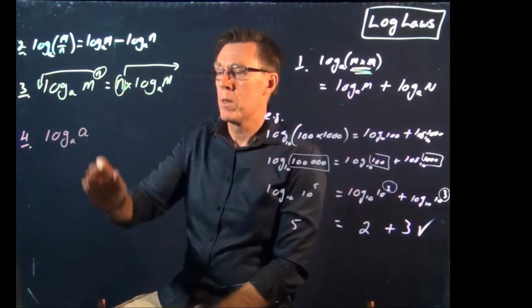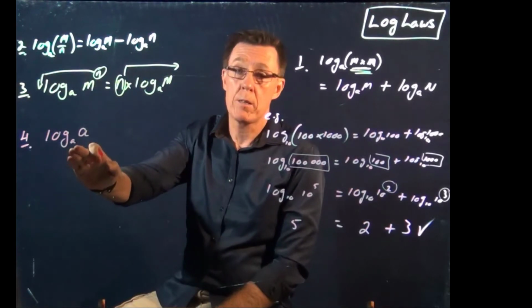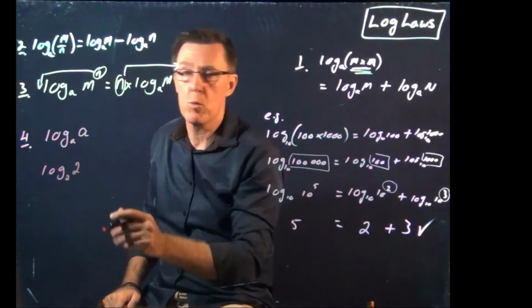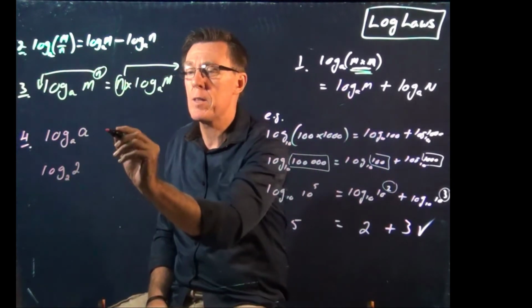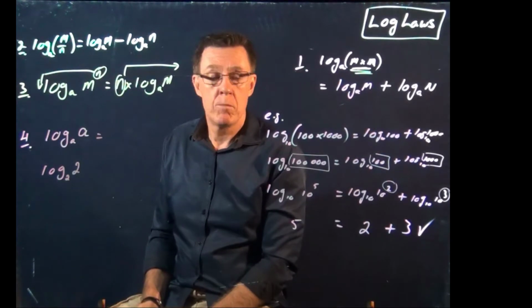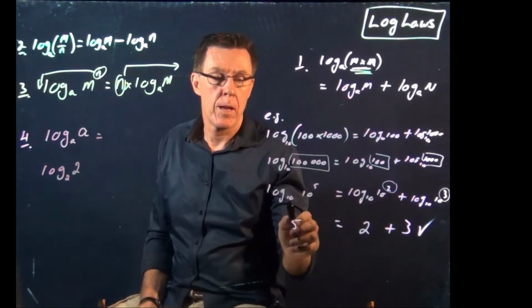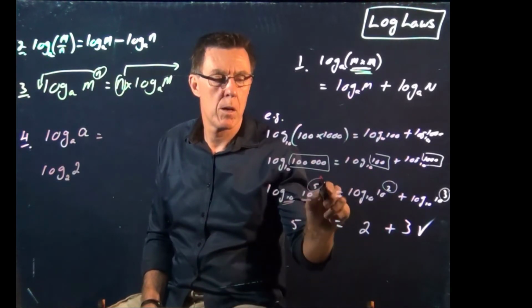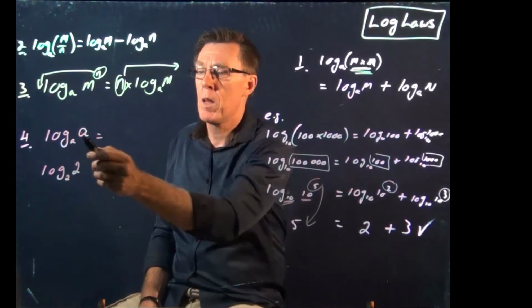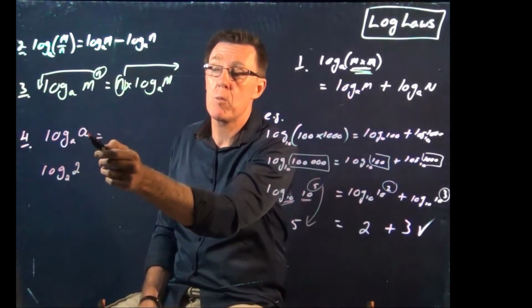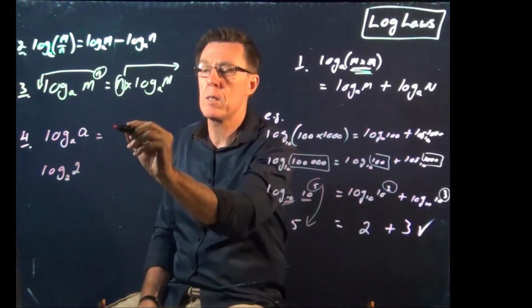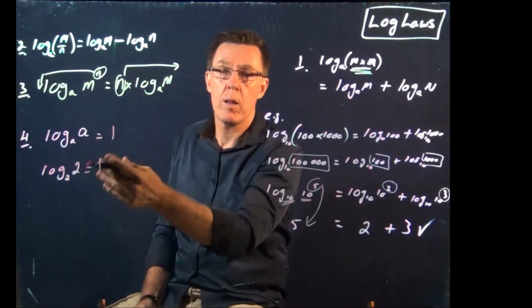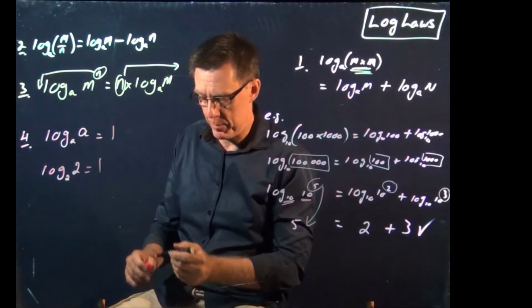Law number 4, log of any number using the base of the same number. For example, if I took the log of 2 base 2, or the log of 5 base 5, the answer is always going to be the same. Well, what is the answer? We've talked about it over here. If the base of the log and the base of the power are the same, the index is the answer. So, base of the log is a, base of the power is a. What's the index? Well, I haven't written it in, but the index is 1. So, log of 2 base 2 will be 1. Log of 7 base 7 will be 1.